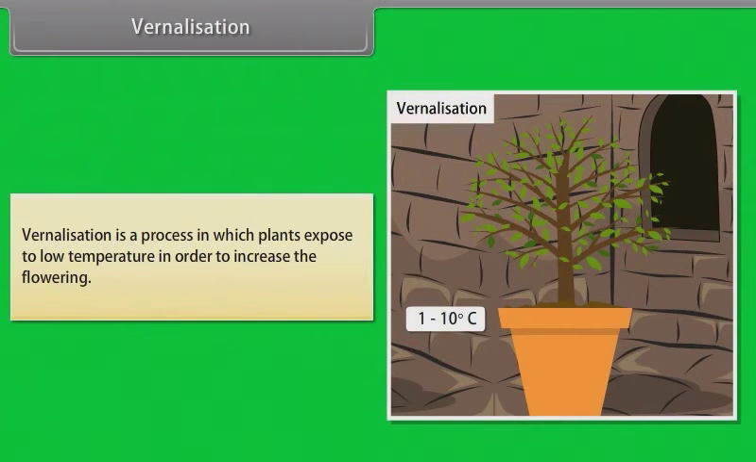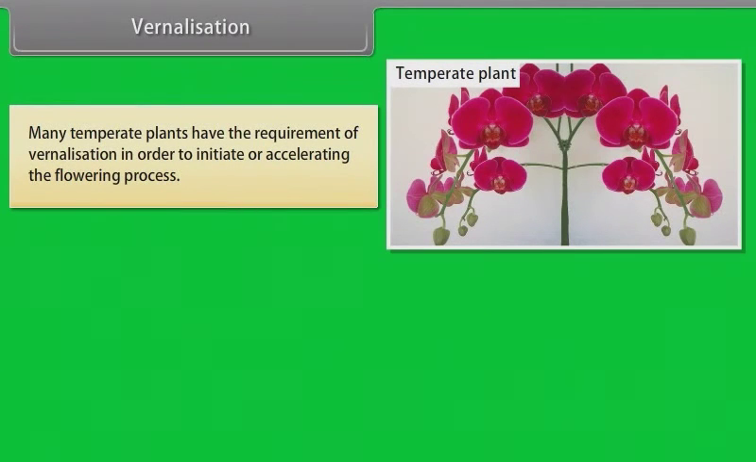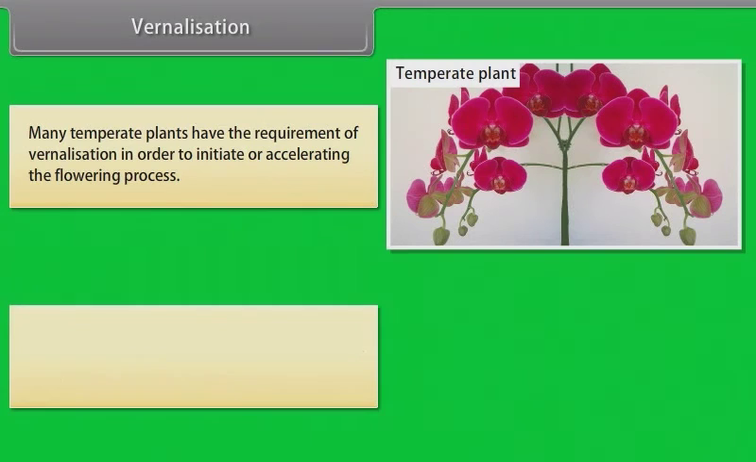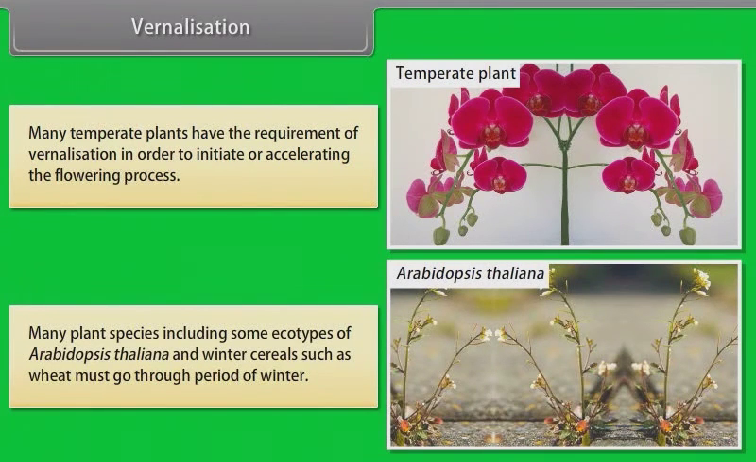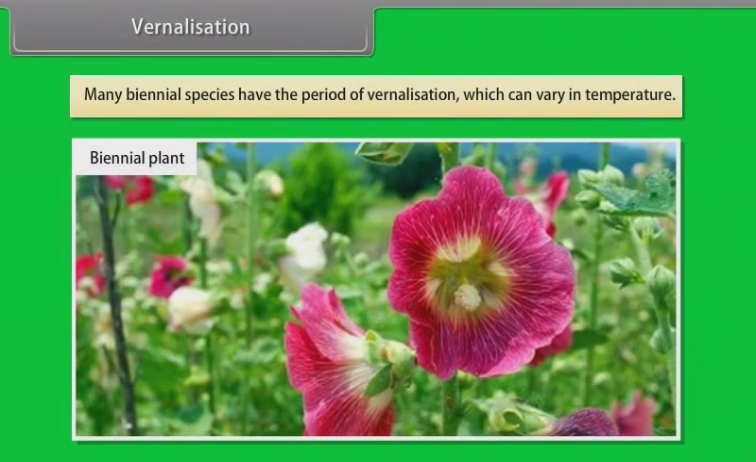Vernalisation. Vernalisation is a process in which plants are exposed to low temperature in order to increase flowering. Many temperate plants have the requirement of vernalisation in order to initiate or accelerate the flowering process. Many plant species, including some ecotypes of Arabidopsis thaliana and winter cereals such as wheat, must go through a period of winter. Many biennial species have the period of vernalisation, which can vary in temperature.